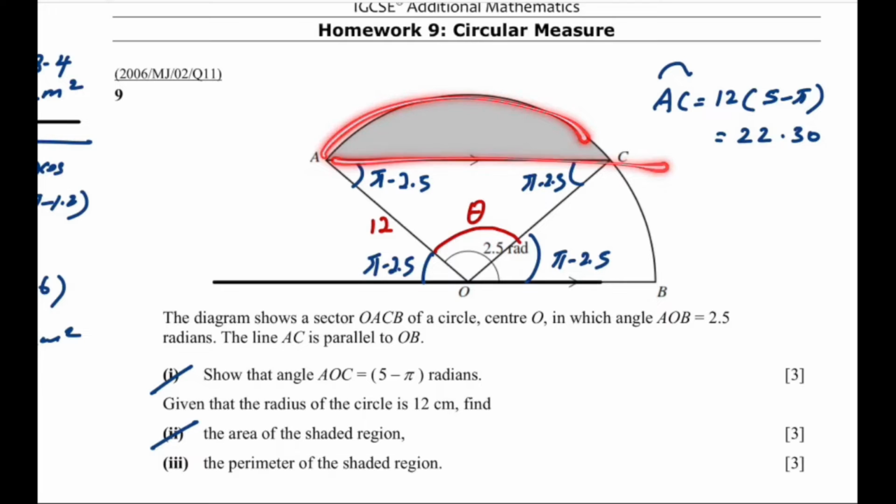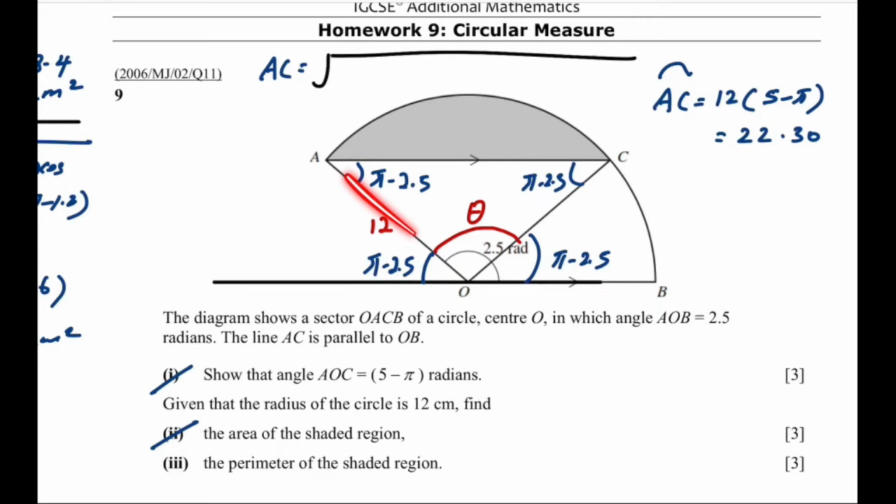So now I need to find the length AC. Length AC, cosine rule. So AC equals the square root of 12 square plus 12 square minus 2 times 12 times 12 times cos of 5 minus pi radian. Okay, let's see what is the length of AC.